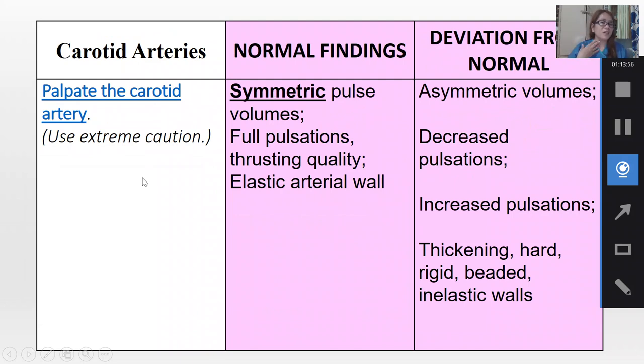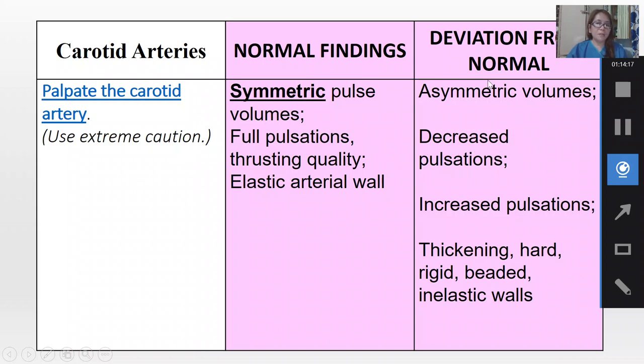Palpate the carotid artery. Of course, dahan-dahan lang ha, kasi delikado din yan. Symmetric pulse volume. So, yung pulse volume niya symmetrical, may full pulsations, thrusting quality, and elastic arterial wall. These are your normal findings when you palpate the carotid artery.